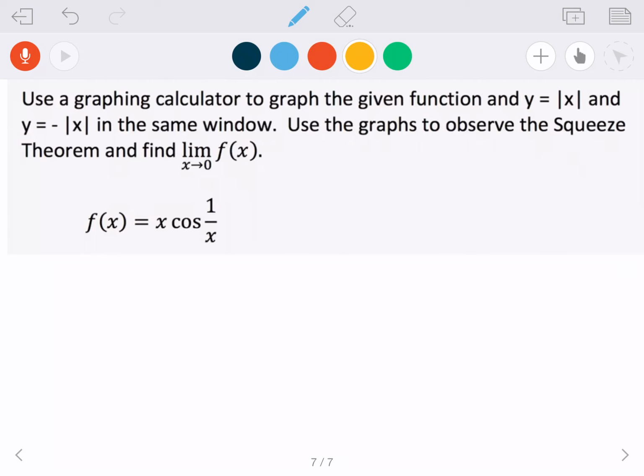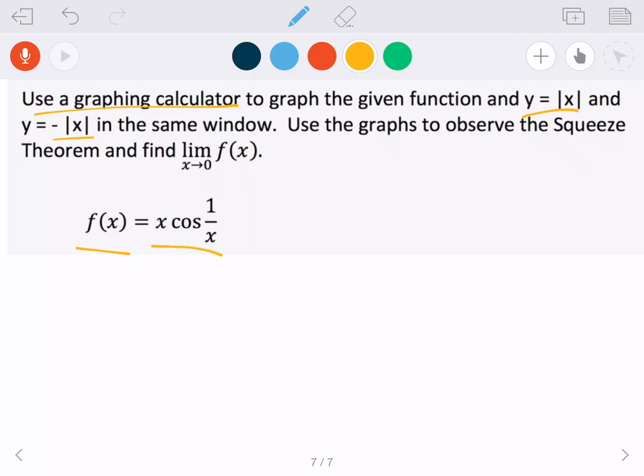Let's look at one more. Use a graphing calculator. Whew, got some relief. We've got permission to use a graphing calculator to graph the function and y equals absolute value of x and y equals negative absolute value of x in the same window. So here's my function. We want to do that and that and that all in the same window. Use the graphs to observe the squeeze theorem and find the limit as x approaches 0 of f of x.